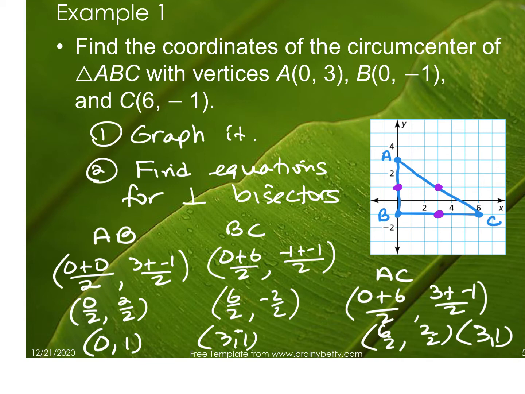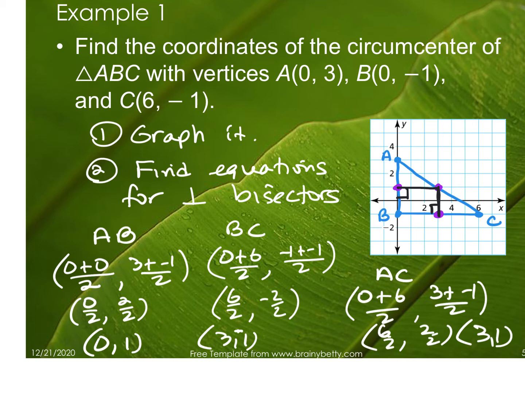However, I just know that whenever I have a vertical line, so AB, the perpendicular segment is going to be a horizontal, and it comes out of that midpoint. So here's my first perpendicular bisector. Then for the perpendicular bisector of BC, it's going to be the vertical line. And I can already see my point of concurrency without even drawing the perpendicular segment of AC.